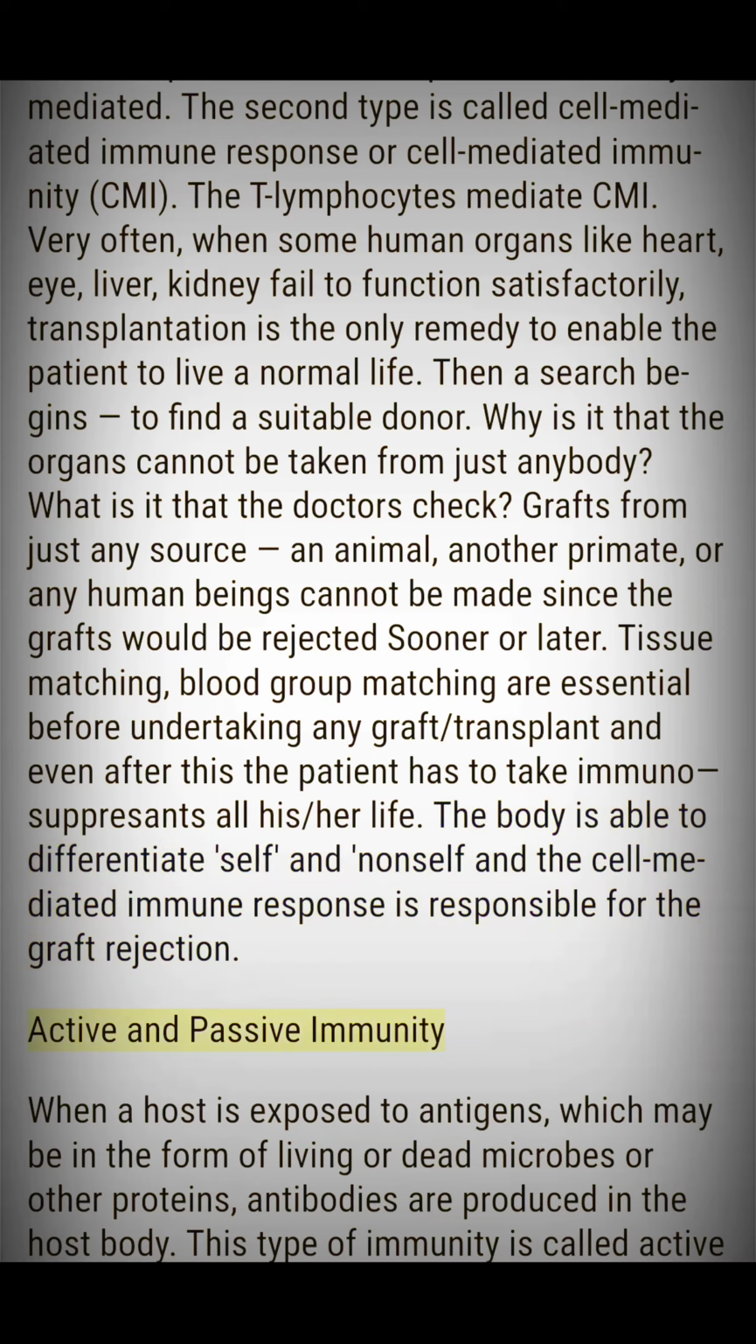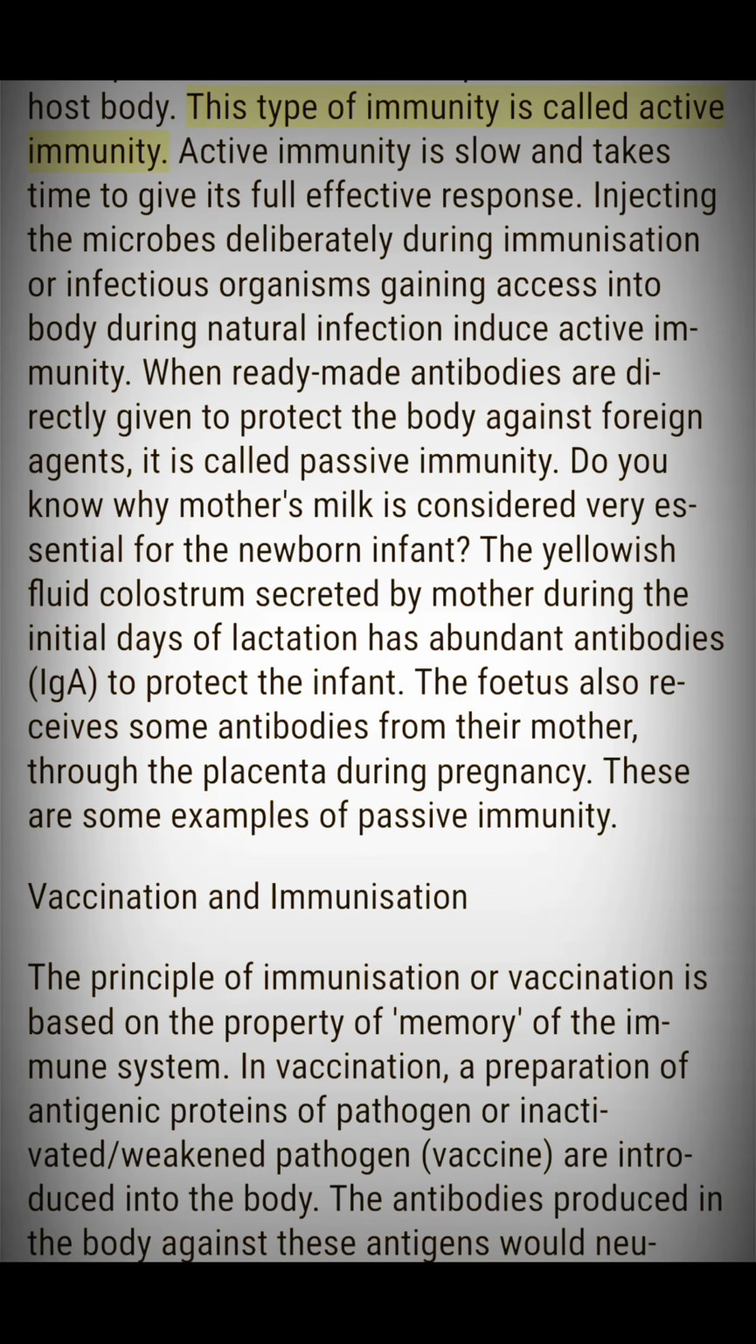Active and passive immunity. When a host is exposed to antigens, which may be in the form of living or dead microbes or other proteins, antibodies are produced in the host body. This type of immunity is called active immunity. Active immunity is slow and takes time to give its full effective response. Injecting the microbes deliberately during immunization or infectious organisms gaining access into the body during natural infection induce active immunity.